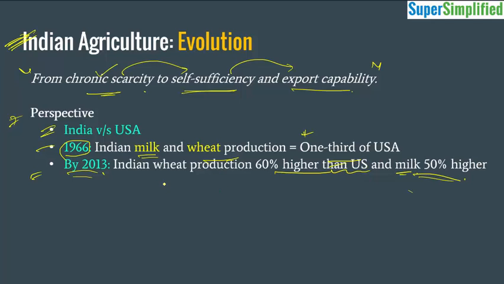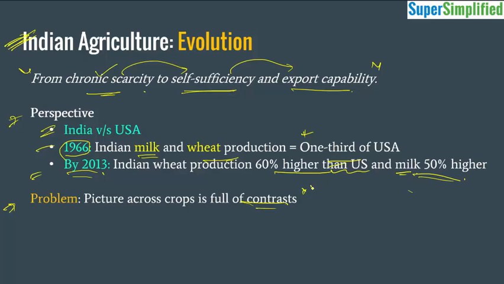Okay, so we can feel proud of these figures, but there's a catch, there's a problem. What is that? The picture across crops is full of contrast. So what is true for wheat and milk is not true for pulses and oil seeds. This is the problem which we are going to discuss in this chapter.